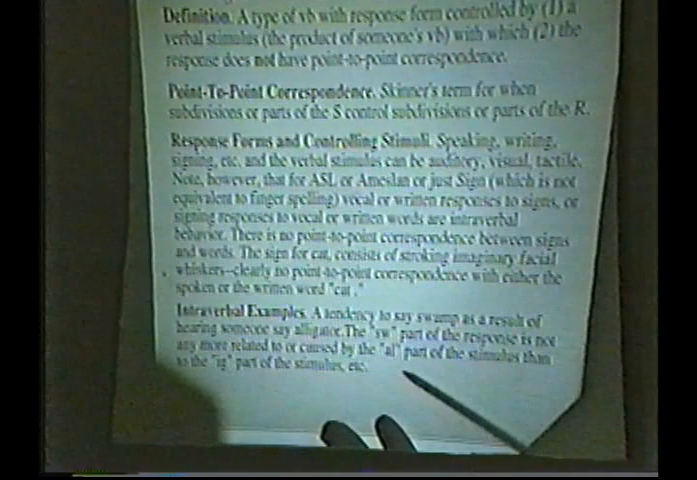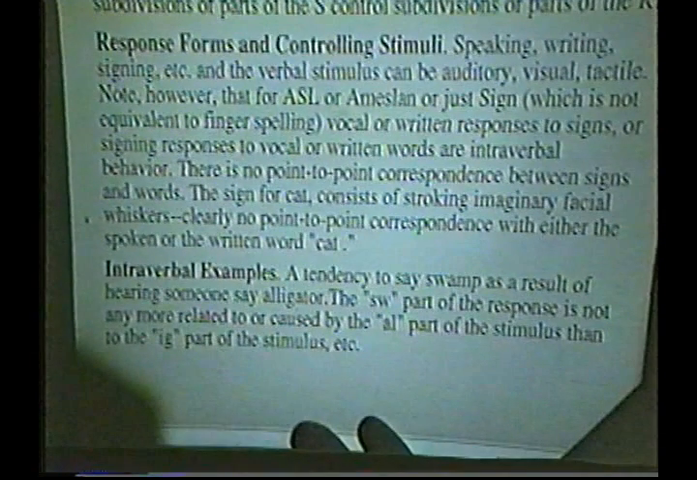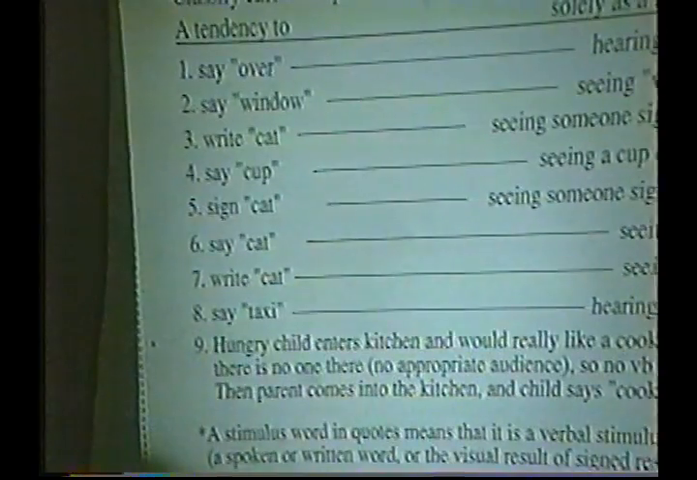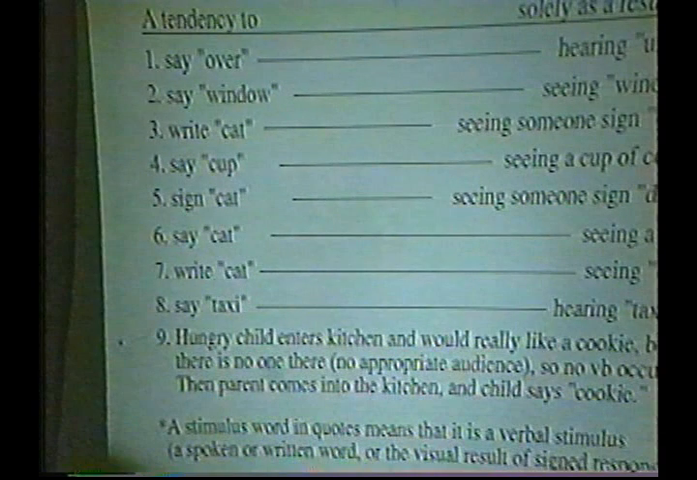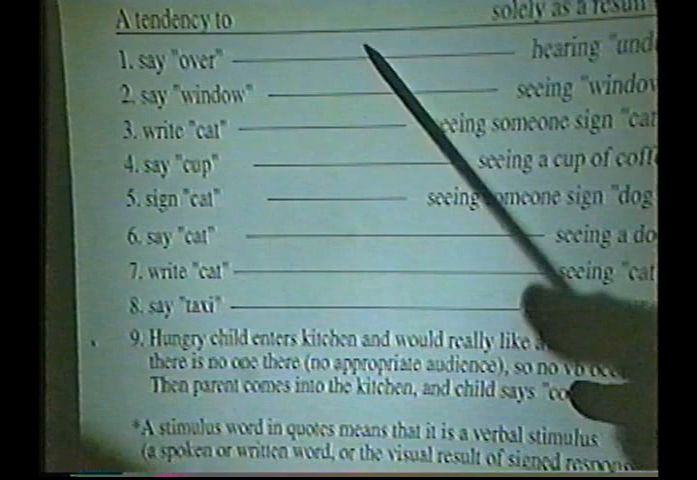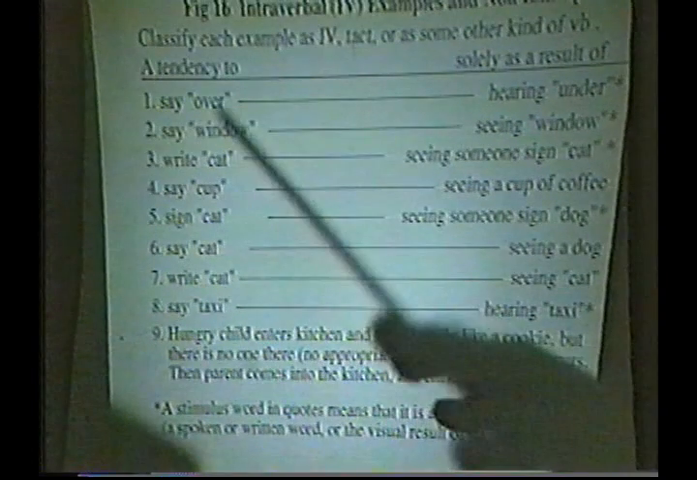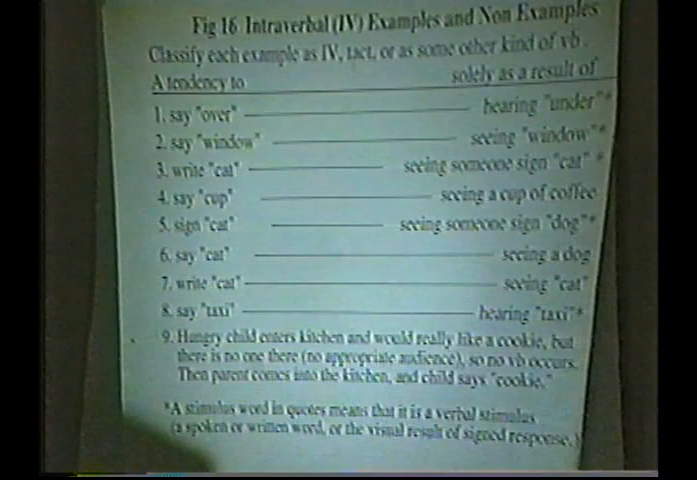Notice the example here also shows how the parts of the stimulus and the parts of the response are not systematically related. Here are some examples. Interverbal examples. You have to decide whether it's an interverbal response, a tact, or some other kind. A tendency to say over as a result of hearing under. Good example of interverbal behavior.